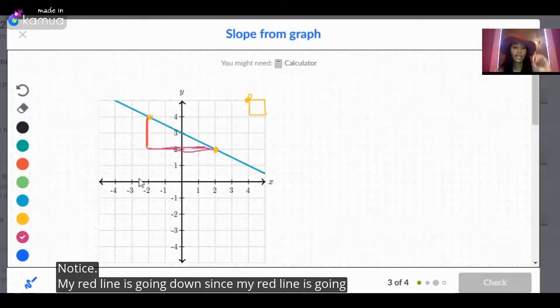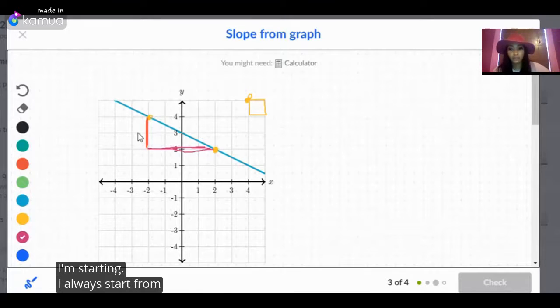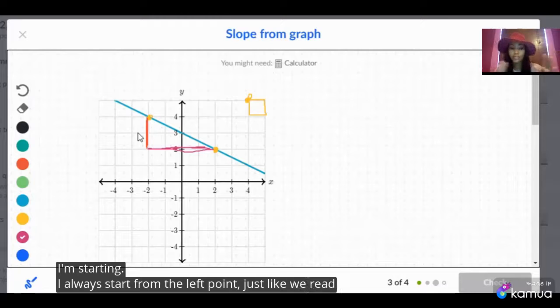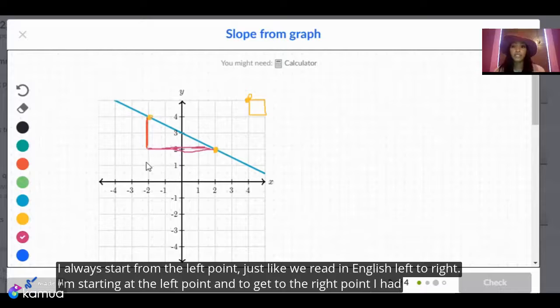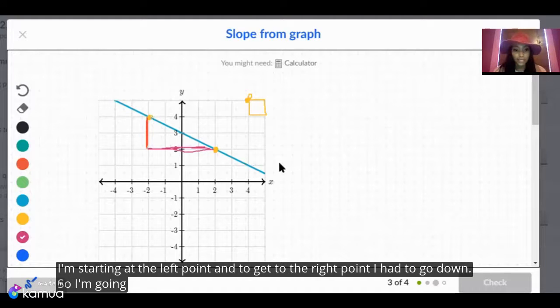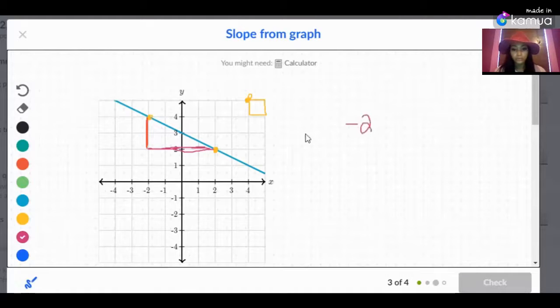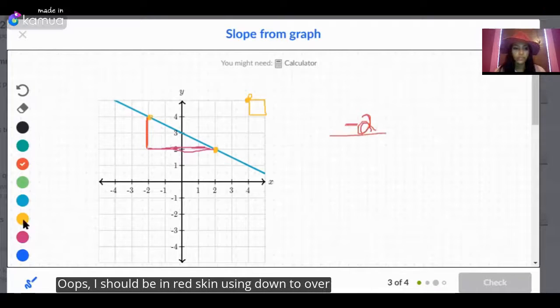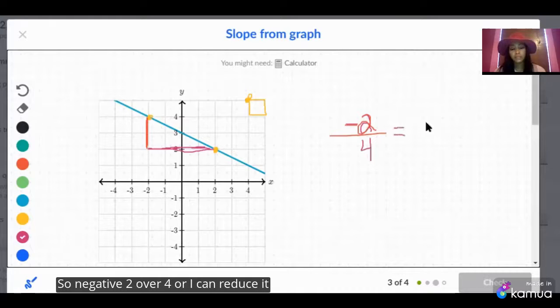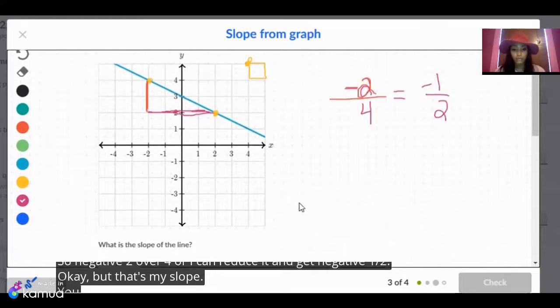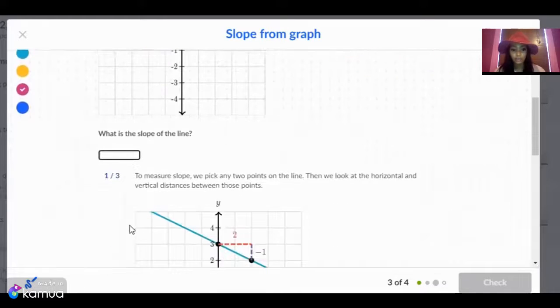Since my red line is going down, I always start from the left point, just like we read in English, left to right. I'm starting at the left point. And to get to the right point, I had to go down. So I'm going down to, oops, that should be in red, down to over 1, 2, 3, 4. So -2/4, or I can reduce it and get -1/2, okay? But that's my slope. You have a question, guys?